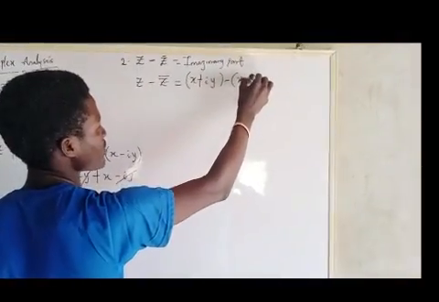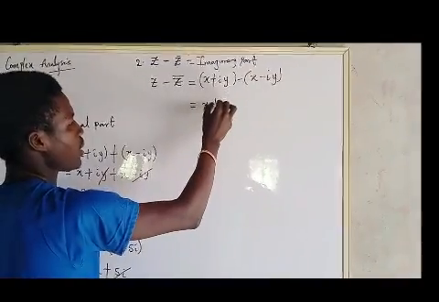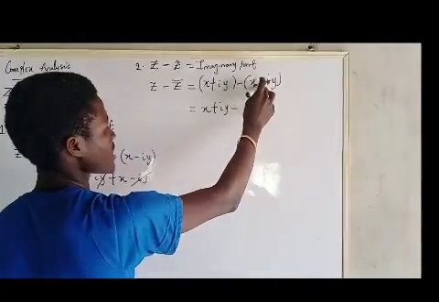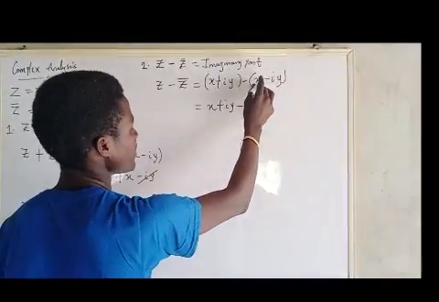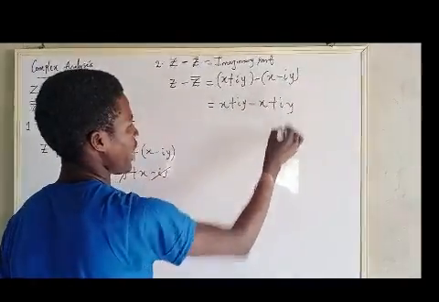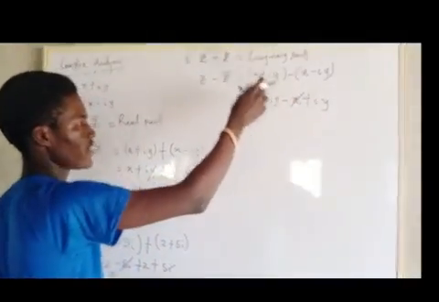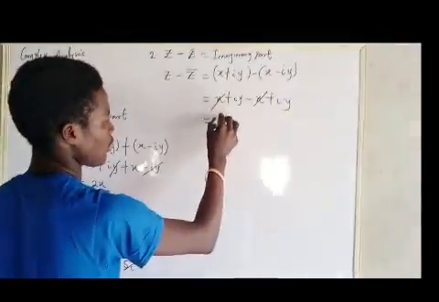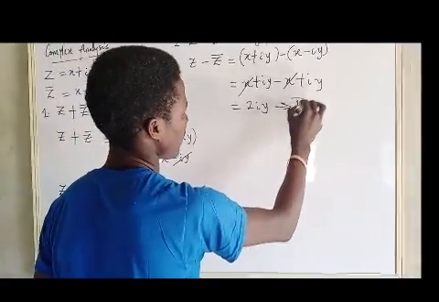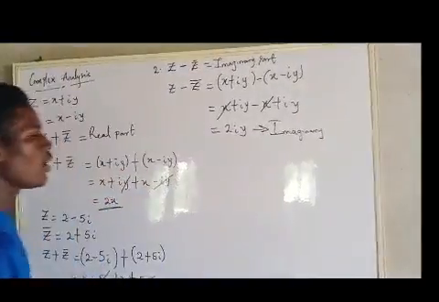Now x plus iy, minus times x gives us minus x, and minus times minus iy will give us plus iy. And that will give us, our x will cancel minus x, and iy plus iy, so that will be 2iy. And you can see that this is an imaginary part. Do we get that now? So this is an imaginary part.